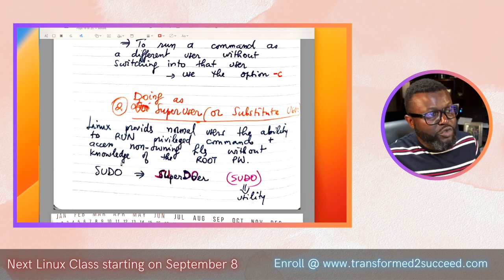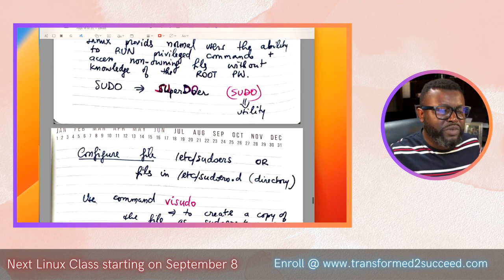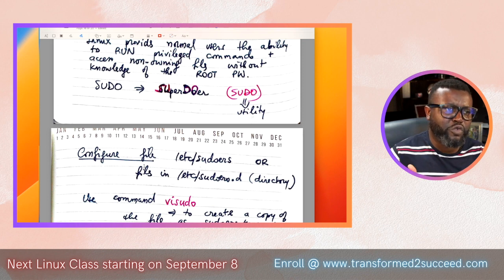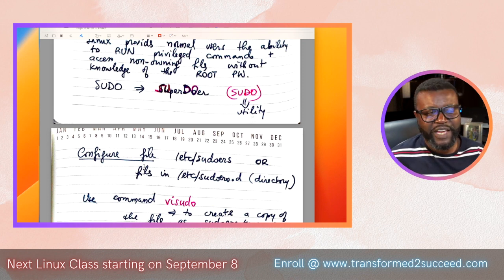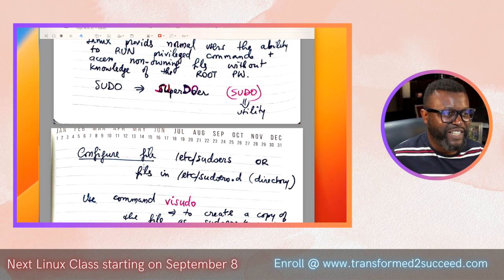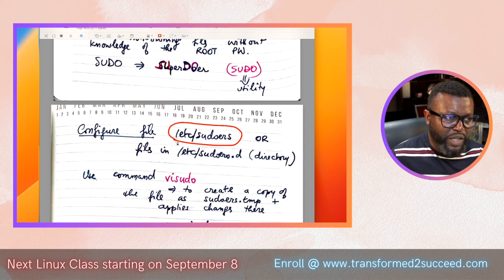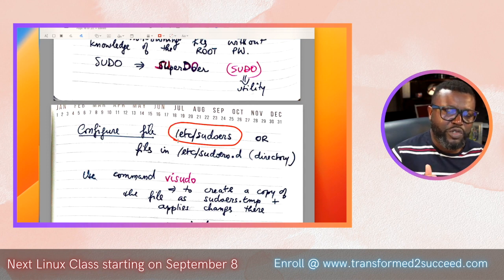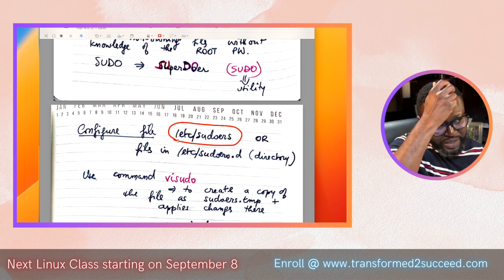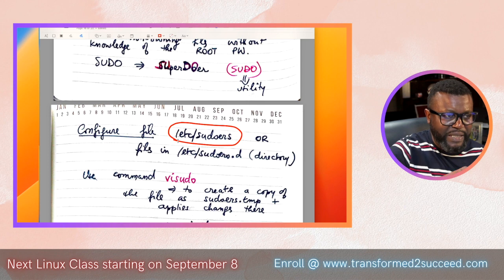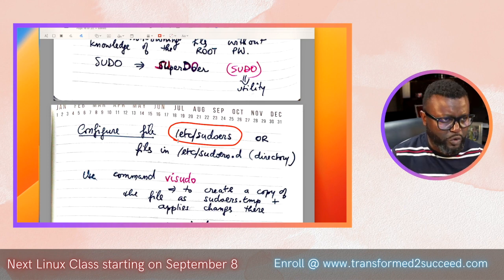But for someone to assume super doer power, or I would say to become super doer, they have to be added to this file here. So anything that has to do with switching users or even sudo super doer, it addresses this file. You have to configure the file /etc/sudoers. So that's what you have to keep in mind.